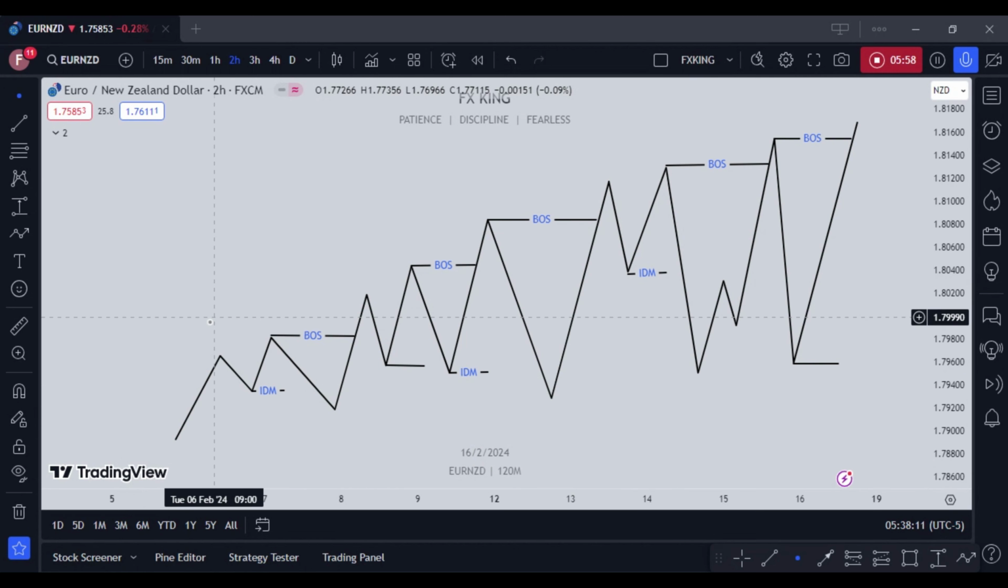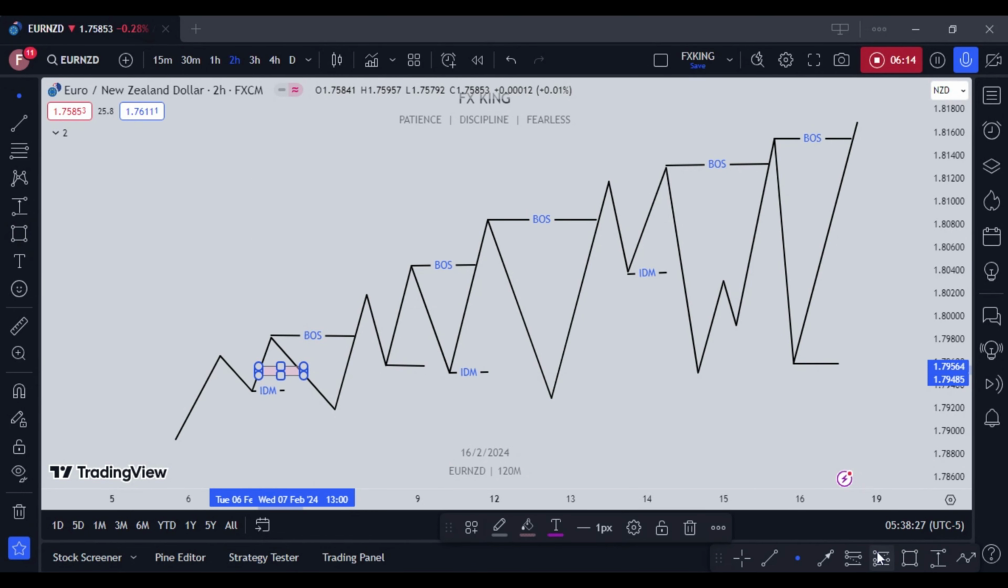Right now, starting back from here, you know that the first pullback is inducement. So any point of interest within this pullback, you should know that it's invalid. If you have a point of interest maybe here, you know that it's invalid. If you have another point of interest down here at the extreme of this pullback, this point of interest is also invalid. You should not be looking to take a trade from this point of interest because it is created by an inducement. Any point of interest created by an inducement is not a valid point of interest.